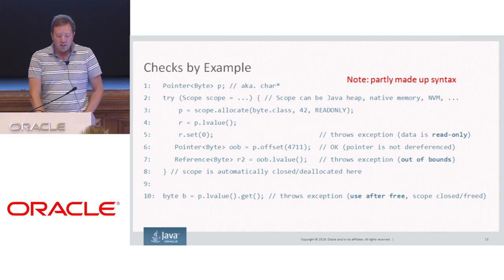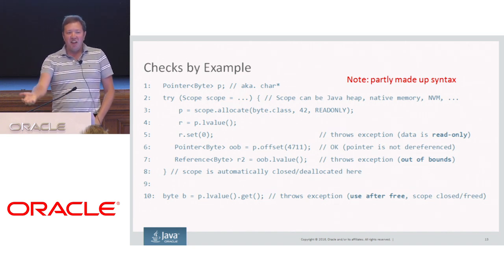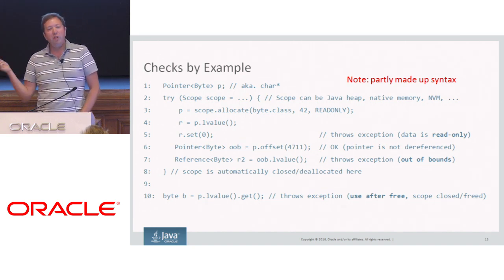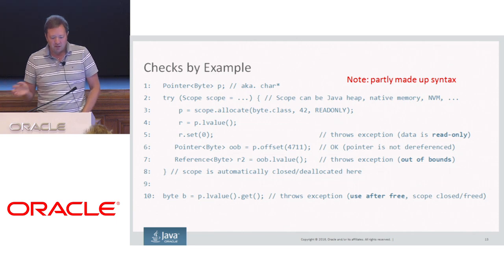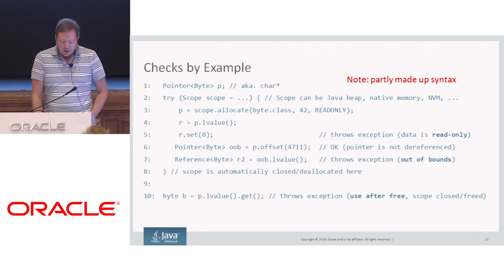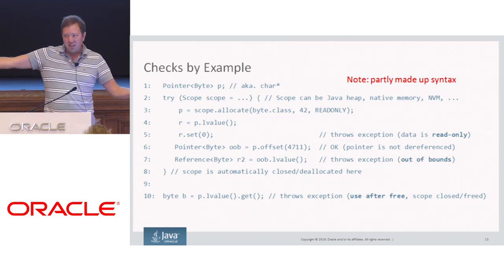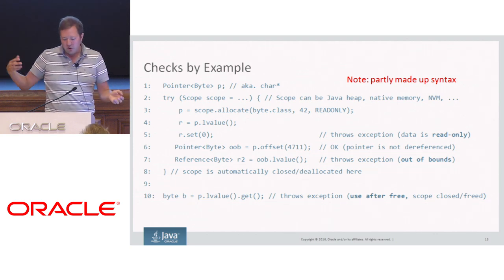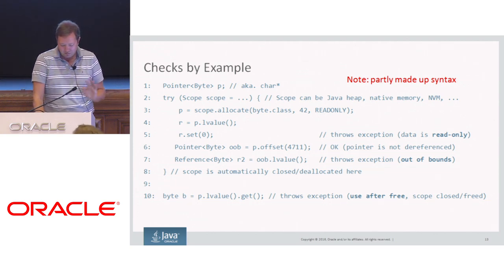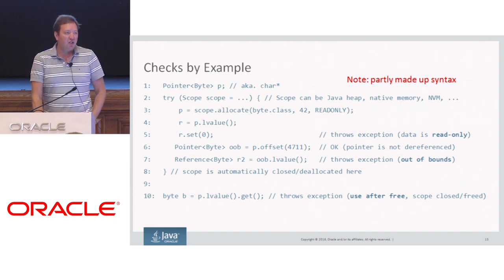And in the next step, on line 5, I'm setting a value. But again, since the memory was read-only, we'll get an exception. You're not supposed to do that. On line 6, I offset the pointer. It was 42 bytes of memory. Now I'm offsetting it to 4711, so that's clearly out of bounds. But again, the pointer offsetting operation is okay. But on the next line, I'm then trying to actually access the memory and dereference the pointer, and that's where I get the exception.